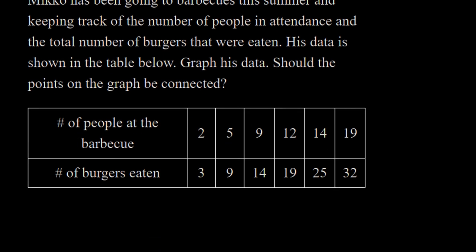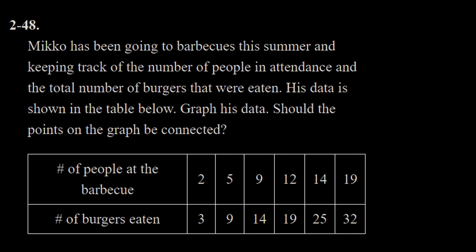Let's go on to question 48. Miko has been going to barbecues this summer and keeping track of the number of people in attendance and the total number of burgers that were eaten. Burgers versus people. His data is shown in the table below. Graph this table. Should the points on the graph be connected? Okay, let's graph it first.